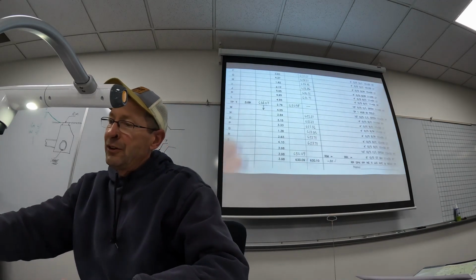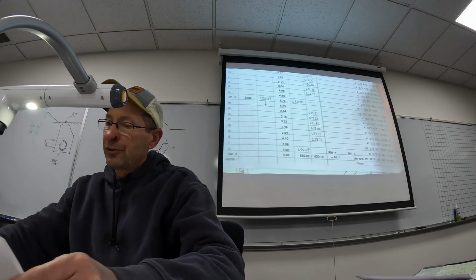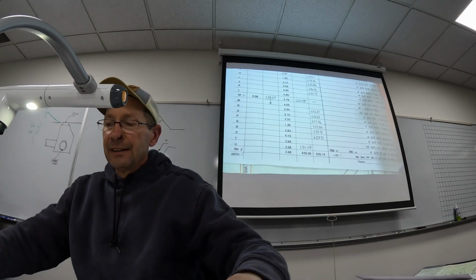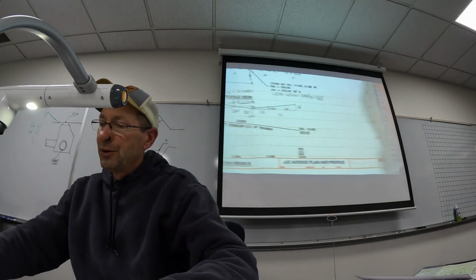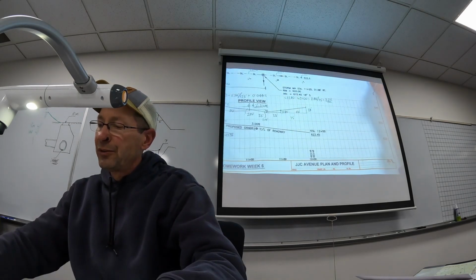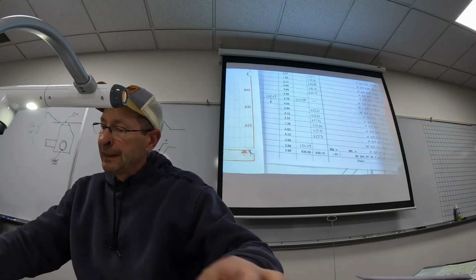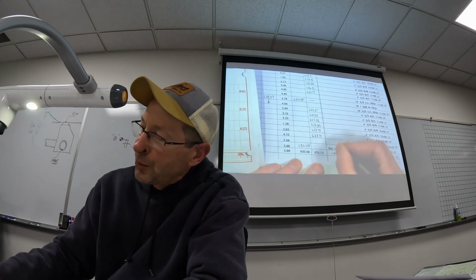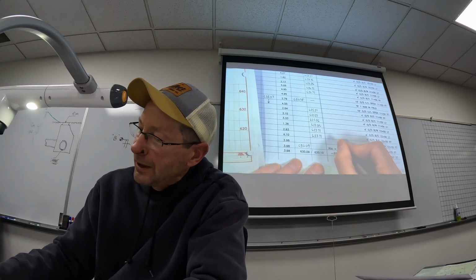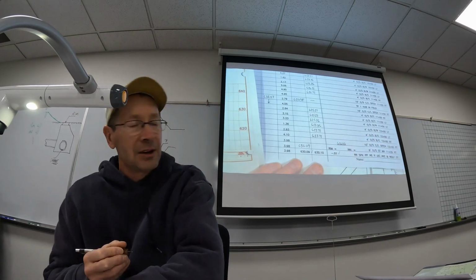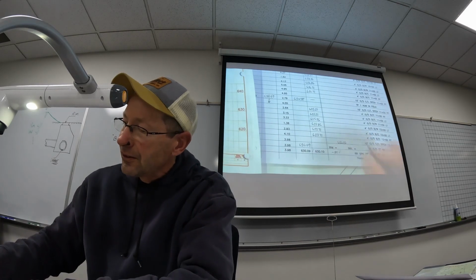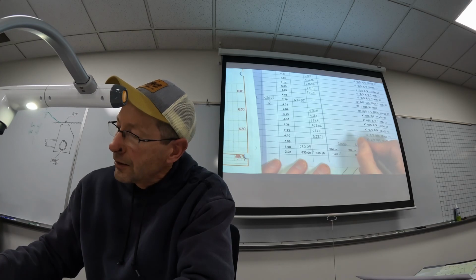And then what information did they give us about that structure? Let's go back over here. They said the rim, we know the rim is at 620.00. So let's just put here, rim is going to be 620.00. We'll just put this here for the time being. What about the invert? What's the invert? It's 615.45.